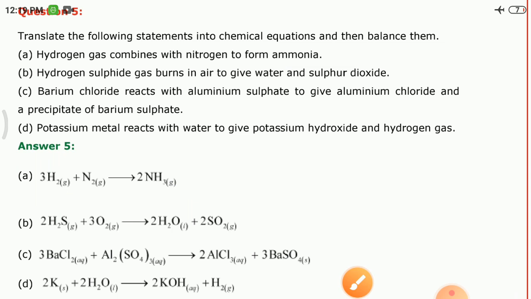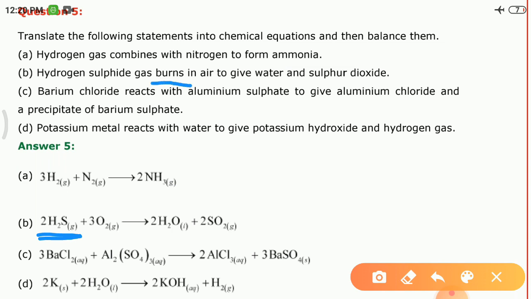Now B is: hydrogen sulfide gas burns in air to give water and sulfur dioxide. Hydrogen sulfide gas formula is H2S, and in bracket gas symbol g. Burns in air means reaction with oxygen. Whenever something is burning in air, it means reaction with oxygen. So we will write here plus O2. Then it gives water and sulfur dioxide. Water formula is H2O and sulfur dioxide formula is SO2.